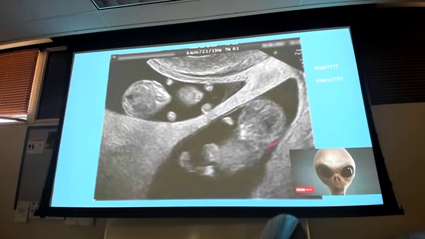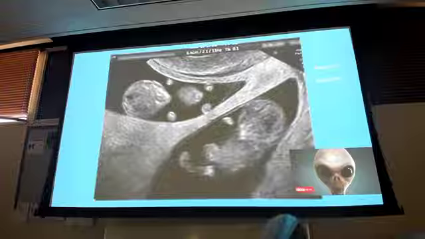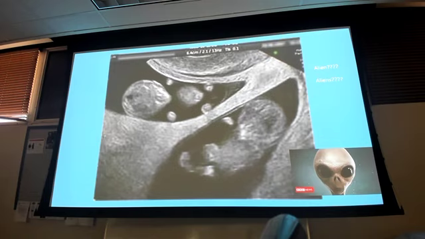What's going on here? Twins. Possible 2 uteruses, maybe? Right? But yes, these are not aliens, these are babies. We use ultrasound on babies. Alright?